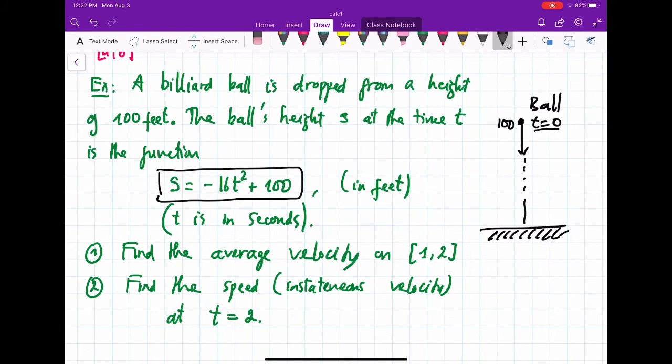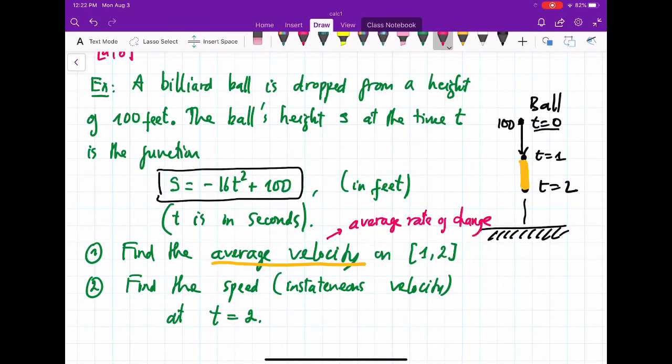They ask us to find the average velocity on the interval [1, 2], meaning this is t equal to 1 and this is t equal to 2. We need to find the average velocity, which means the average rate of change. And then they ask us about the speed when t equal to 2, meaning the instantaneous velocity or the instantaneous rate of change at t equal to 2.